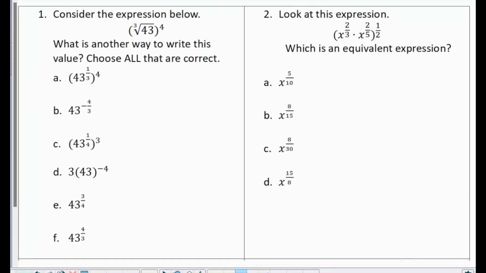Going over the Module 7 test review. Number 1 says, consider the expression below. What is another way to write this value? Choose all that are correct.